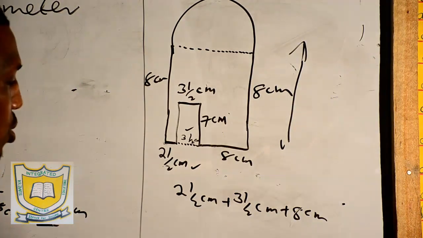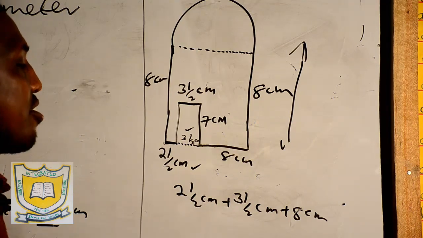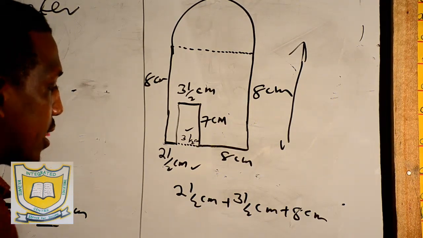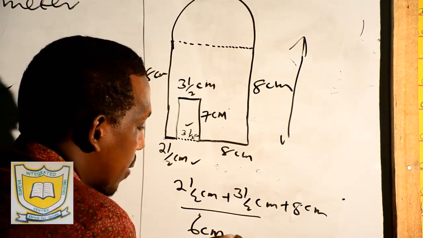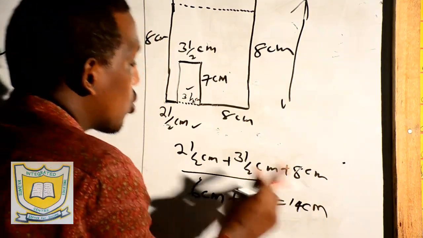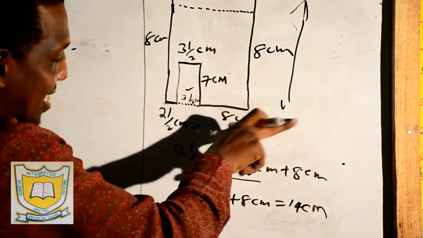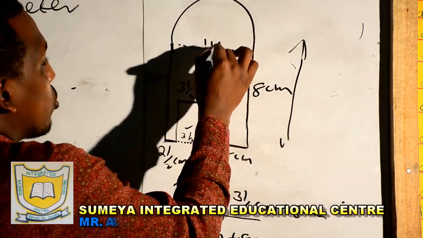Now we add. So 2.5 plus 3.5, that will be 2 plus 3, 5, half plus half is 1, that is 6 centimeter. So when you add these two, you get 6 centimeter plus 8 centimeter, which is equals to 14 centimeter. So the whole of this line is 14 centimeter. So this line will automatically be 14 centimeter.